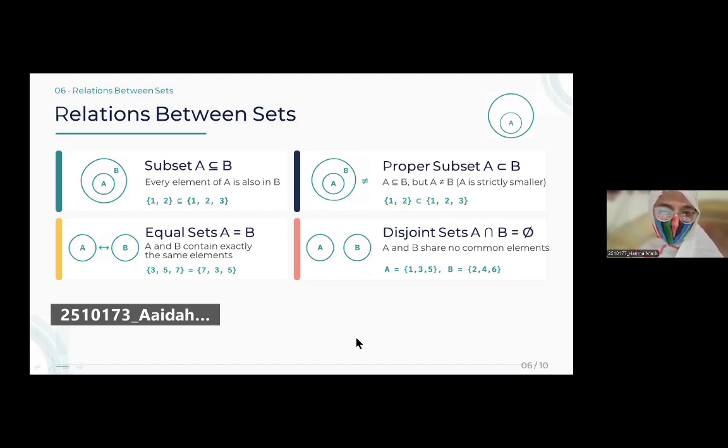Every element of set A is also in set B. A is a subset of set B if every single element in set A is also found inside set B. In other words, we can say set B completely contains all the elements of set A. In this example, you can see 1, 2, 3 in set B and 1, 2 in set A. Set B contains all the elements of set A.